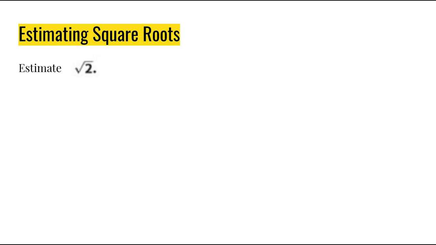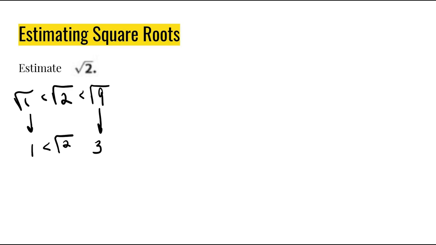Okay, so we start by figuring out perfect squares that are less than and greater than the square root of 2. Okay, we have the perfect square, the square root of 1, because 1 times 1. So the square root of 1 is a perfect square that's less than the square root of 2. The next one would be the square root of 9, and the square root of 9 is just 3. So we know that the square root of 2 is between 1 and 3. Okay, which helps us to try and figure out about what it is.